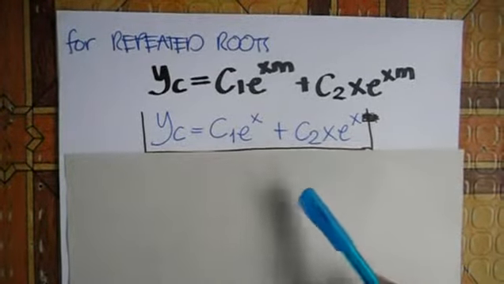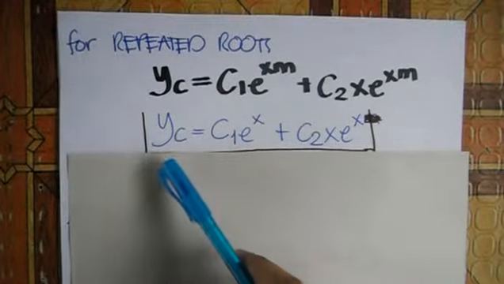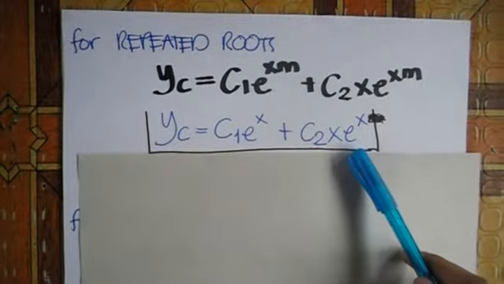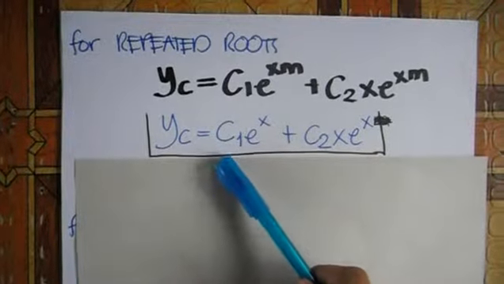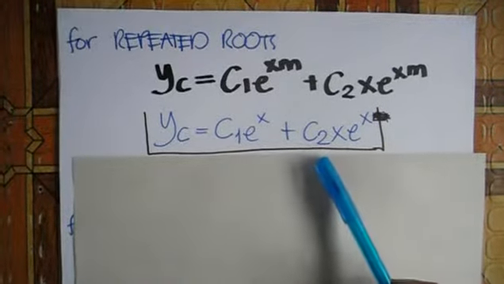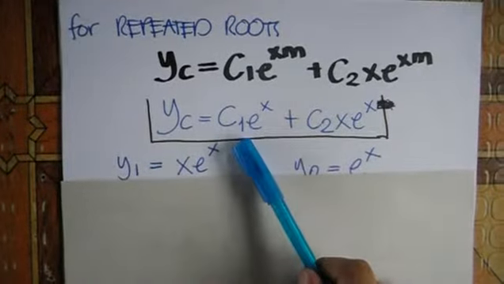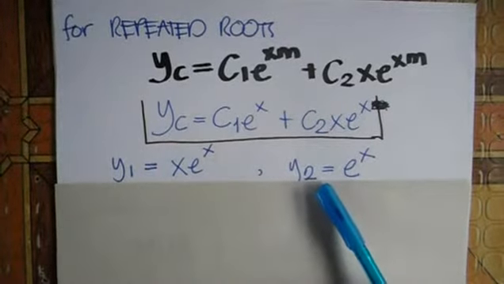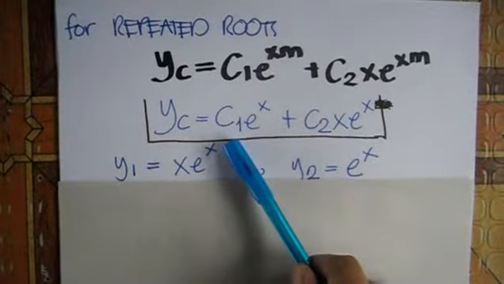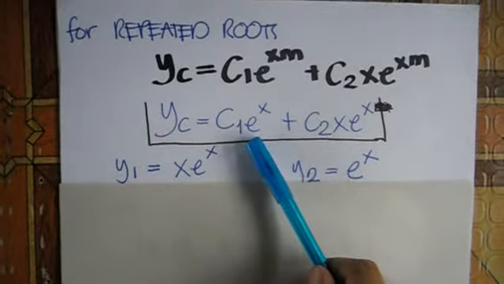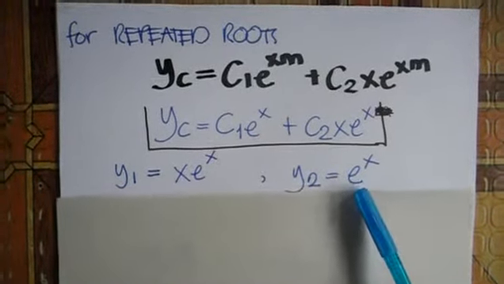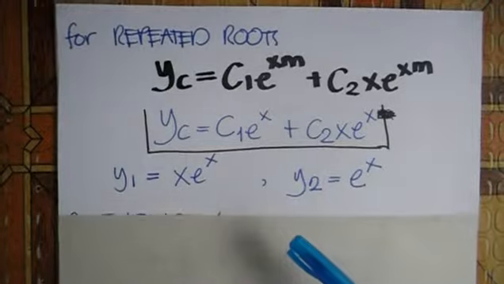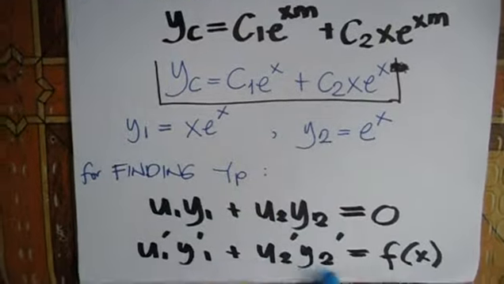In finding y sub p, we need first to derive two solutions from this complementary equation. We label them as y1 and y2. In finding the two solutions, we let values for c1 and c2. For y1, we let c1 is equal to 0 and c2 is equal to 1, so we get this y1. For y2, we let c2 is equal to 0 and c1 is equal to 1, so the remaining will be e to the x, which is the value of our y2. In finding y sub p using the variation of parameters, we need to establish first these equations.